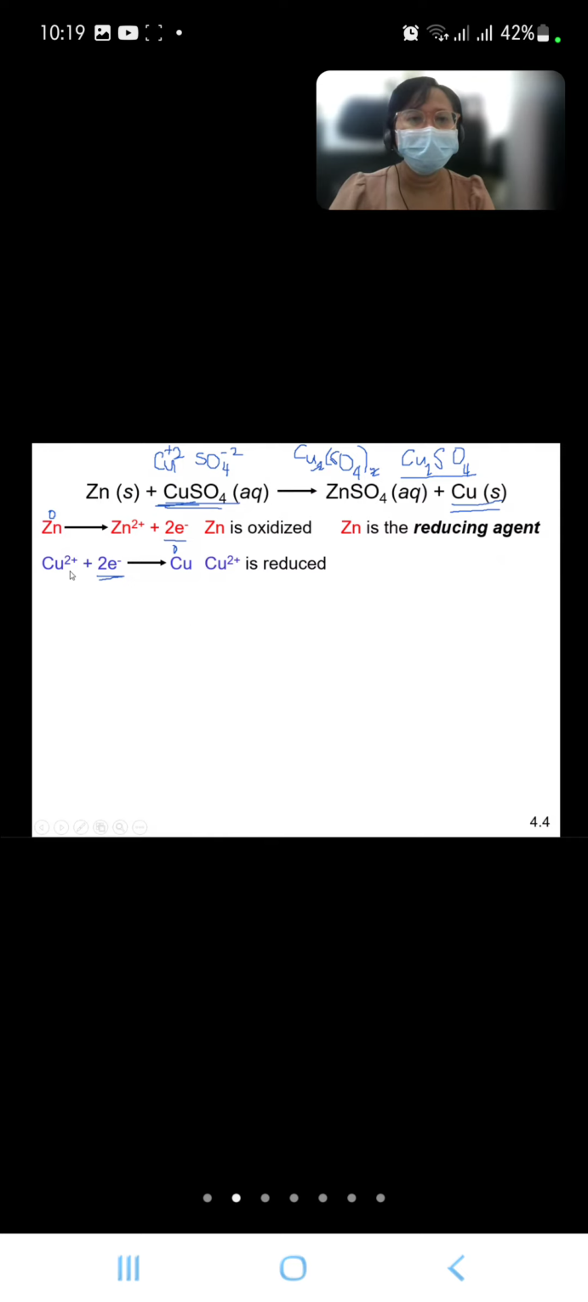Now, copper on the reactant side is positive 2. Upon reaching the product, it became 0.